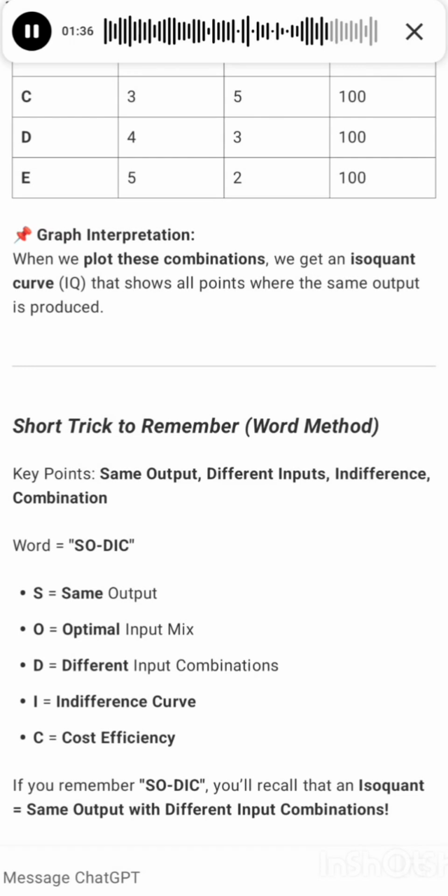Key points: same output, different inputs, indifference, combination. Same output equals optimal input mix. D to E, different input combinations. I equals indifference curve. C equals cost efficiency. If you remember SO DIC, you'll recall that an isoquant means same output with different input combinations.